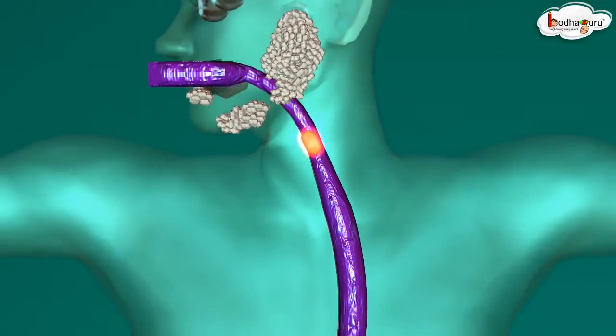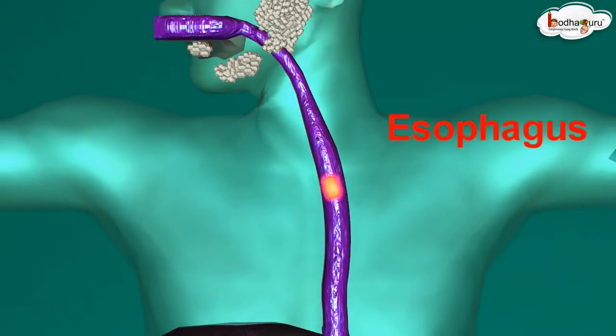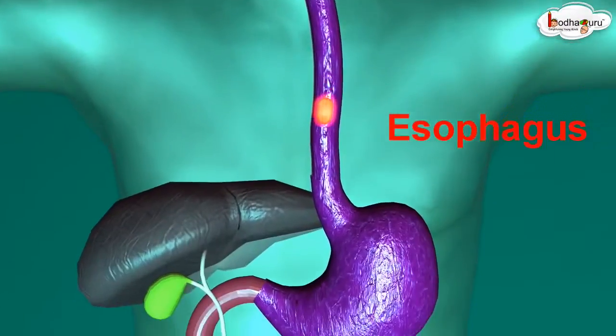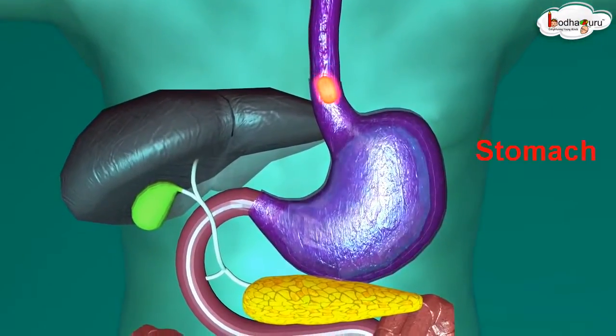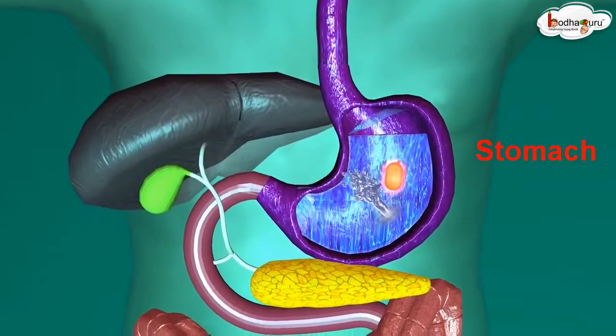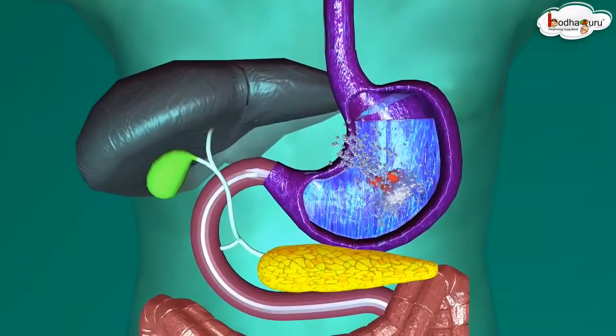From the mouth, the food travels through the long pipe-like esophagus and reaches the stomach. The stomach is a thick-walled bag. The inner walls also secrete digestive juice which help in the digestion.